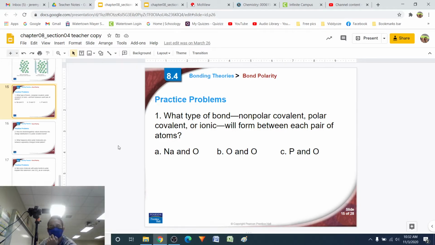In this video, we're going to be going through the practice problems for Chapter 8, Section 4 on polarity. So let's begin here with number 1. It says, what type of bond, nonpolar covalent, polar covalent, or ionic, will form between each pair of atoms?